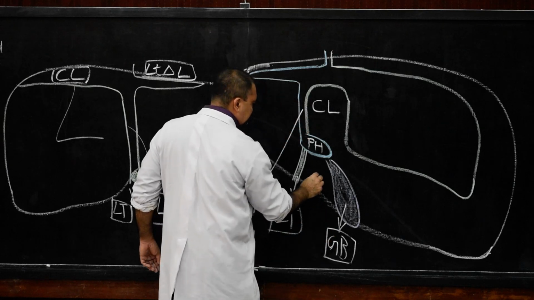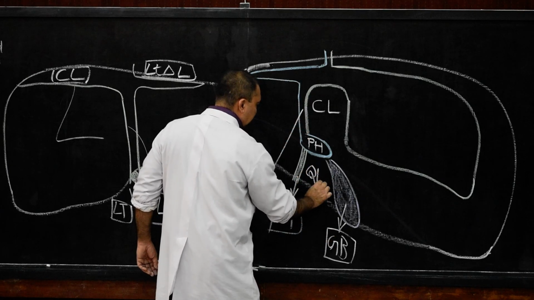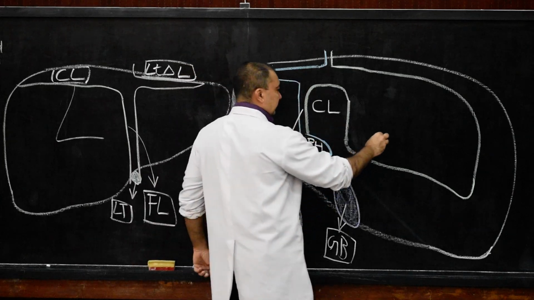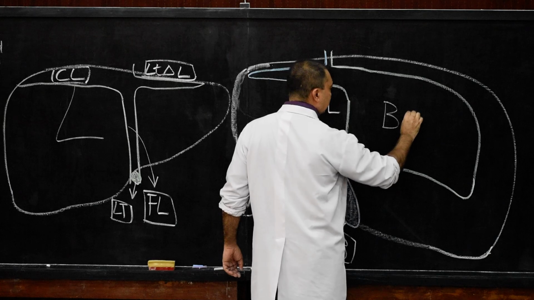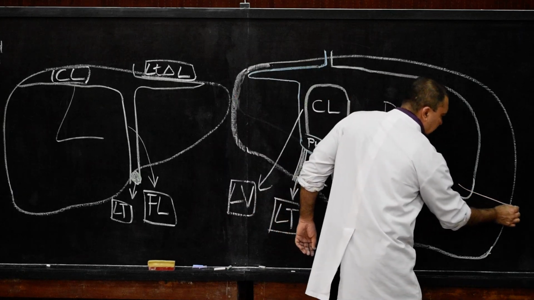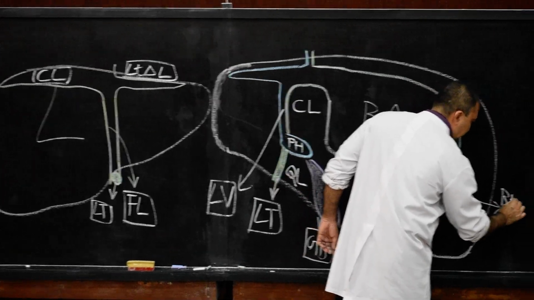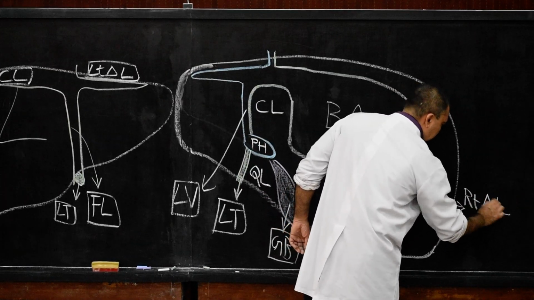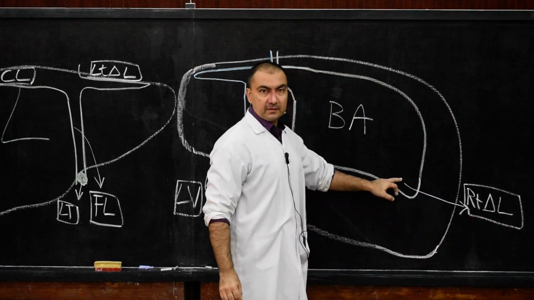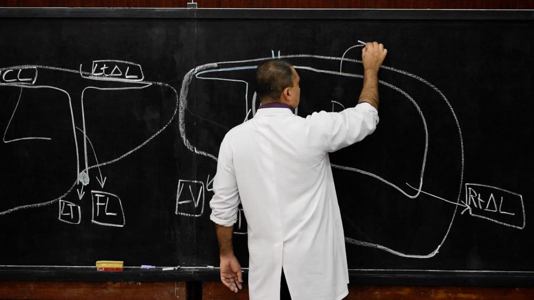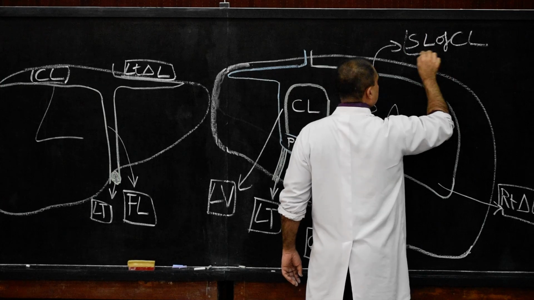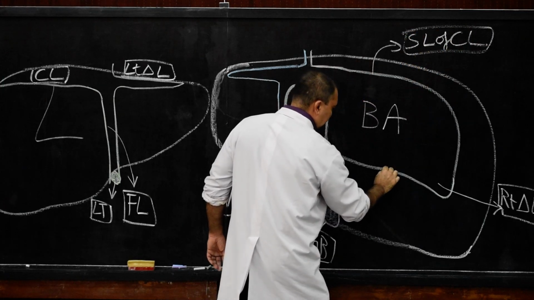Now, after marking this, this is the quadrate lobe. Now here, this will be the bare area, and this structure will be the right triangular ligament. Please draw this structure as the right triangular ligament. Over here, the superior layer of coronary ligament.